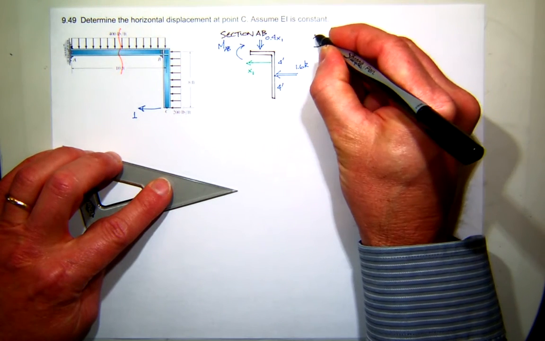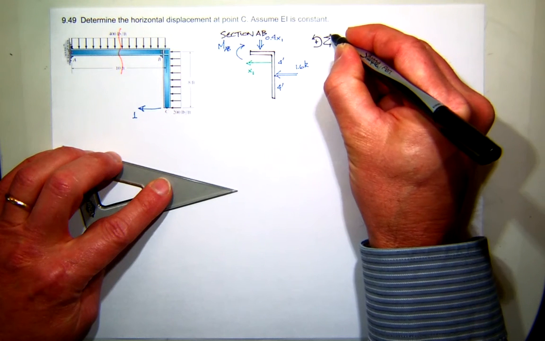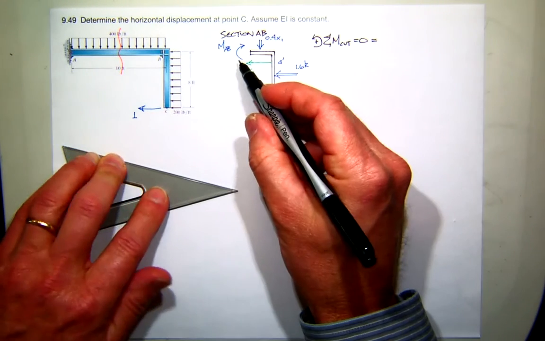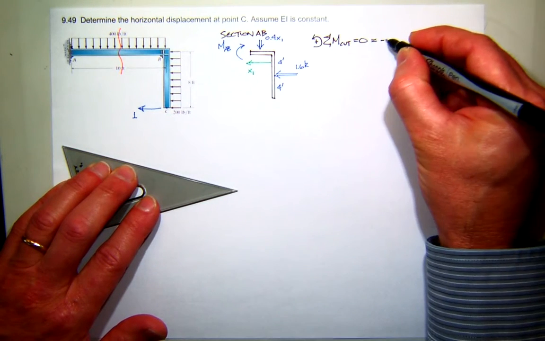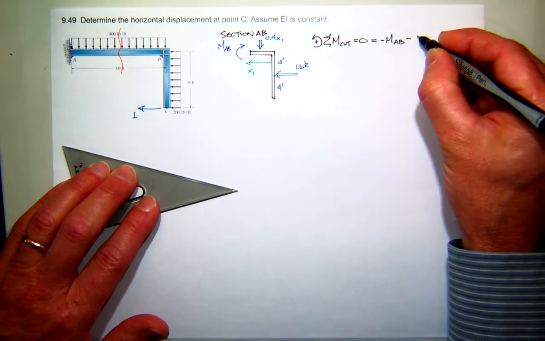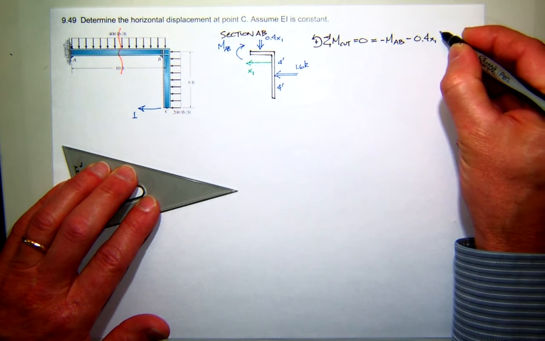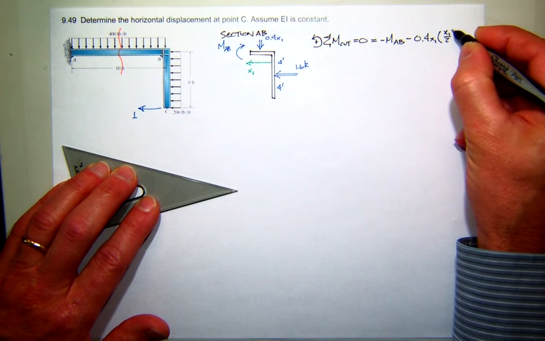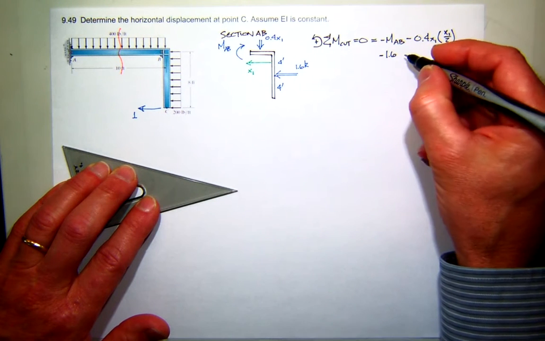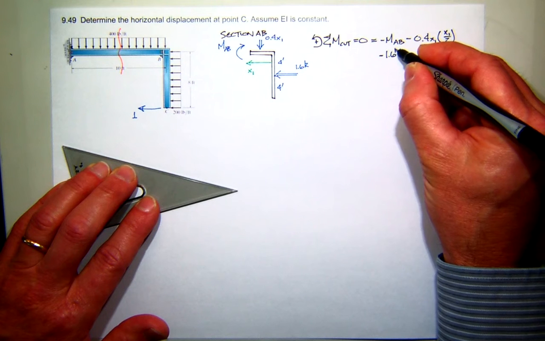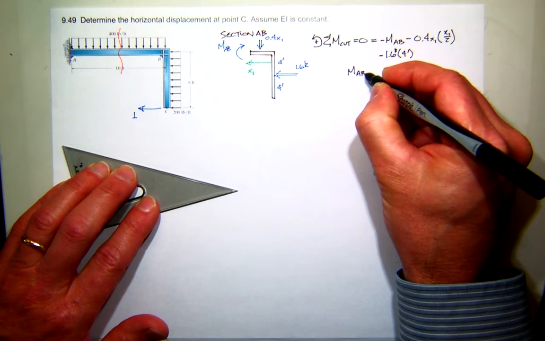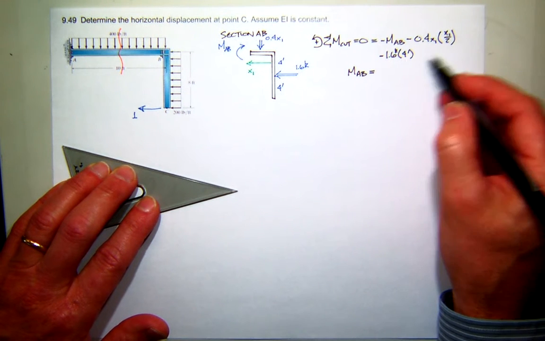So if I do my equilibrium, right-hand rule, summing moments about the cut, making sure they're in equilibrium, starting with my moment, that's a negative moment, so I have the moment in AB. This creates negative moment. The force is 0.4 x1 times a moment arm of x1 over 2. And then this is also negative: 1.6, that's kips by the way, times a moment arm of 4. So I should be able to find my moment in AB should be equal to all that stuff.